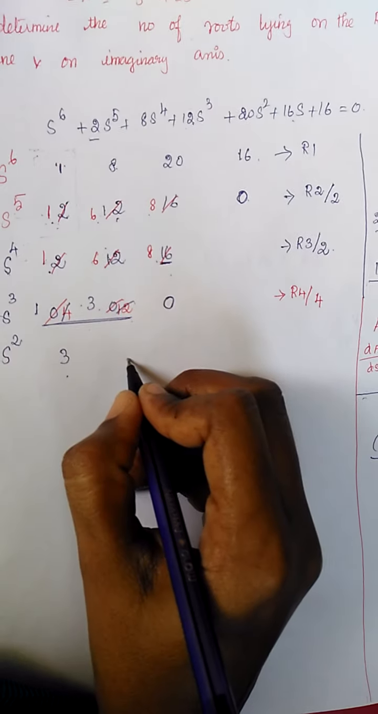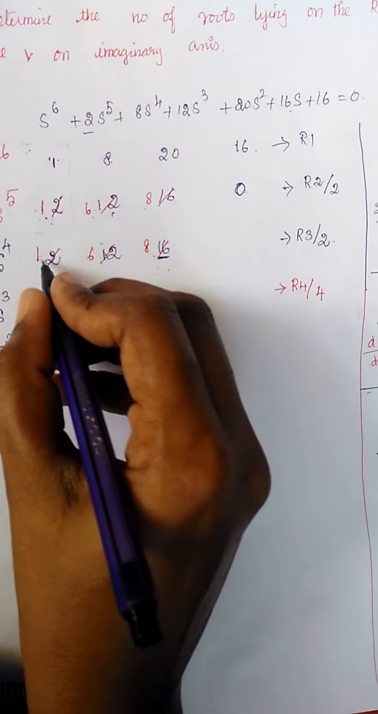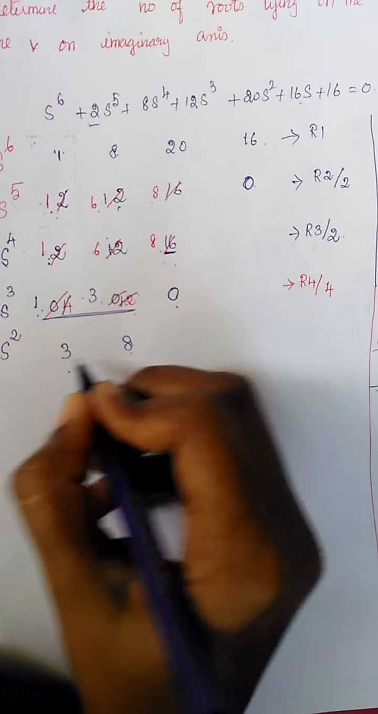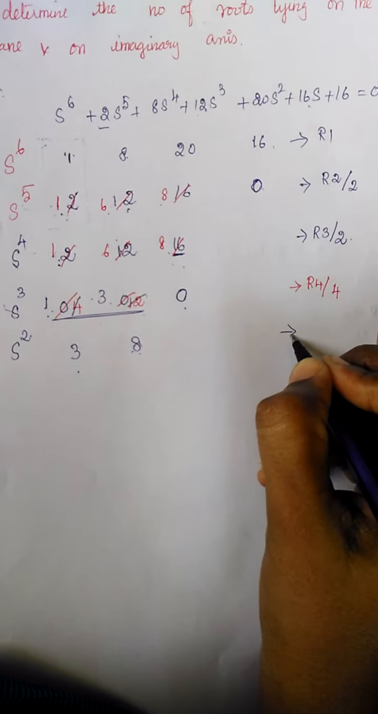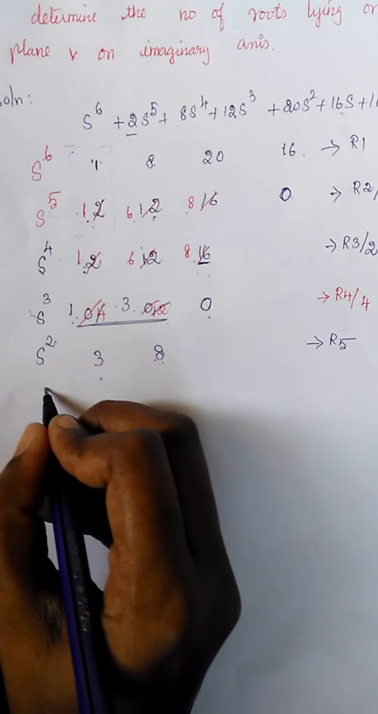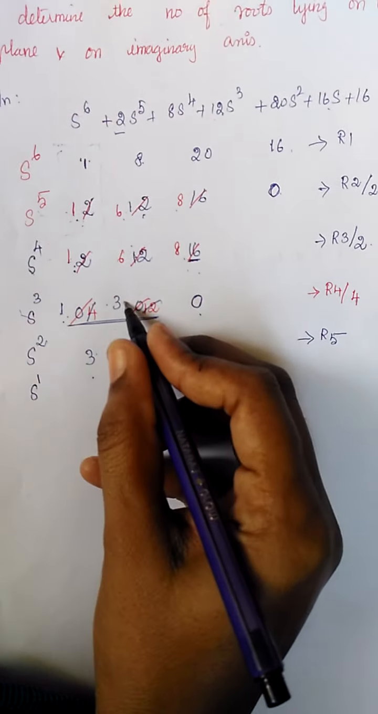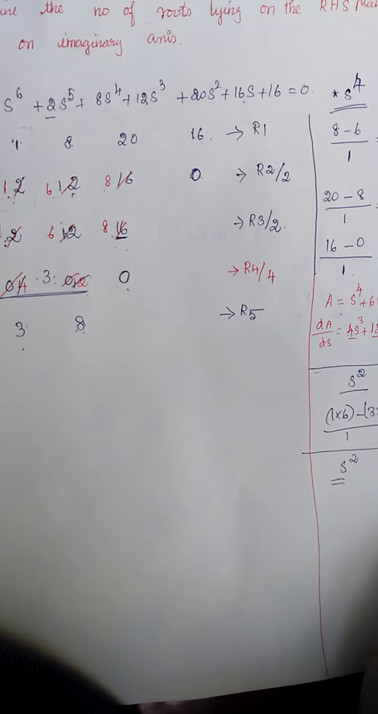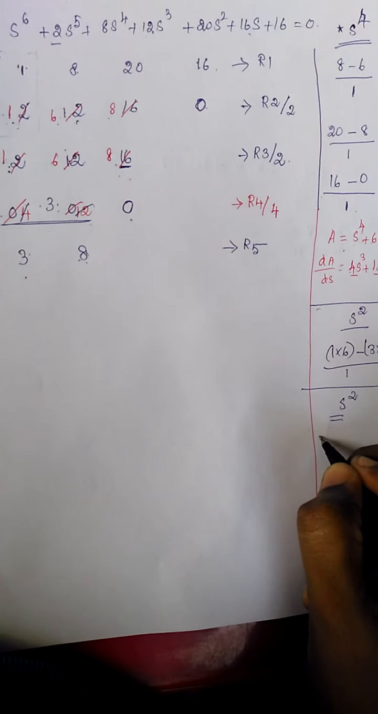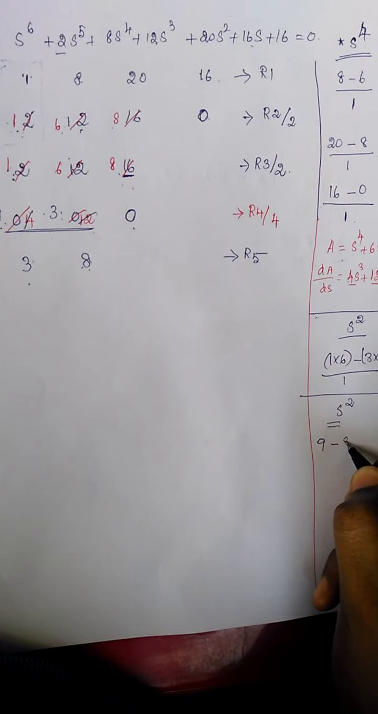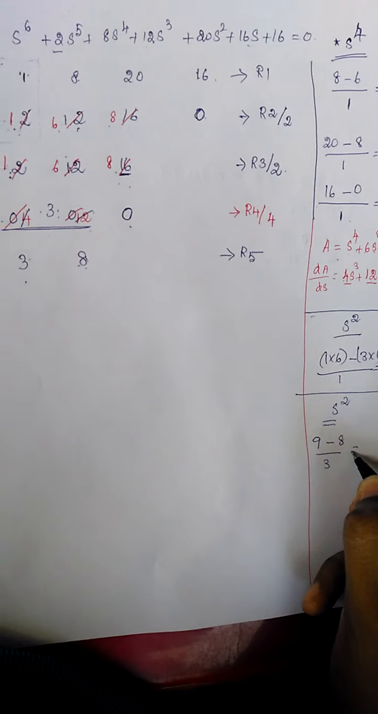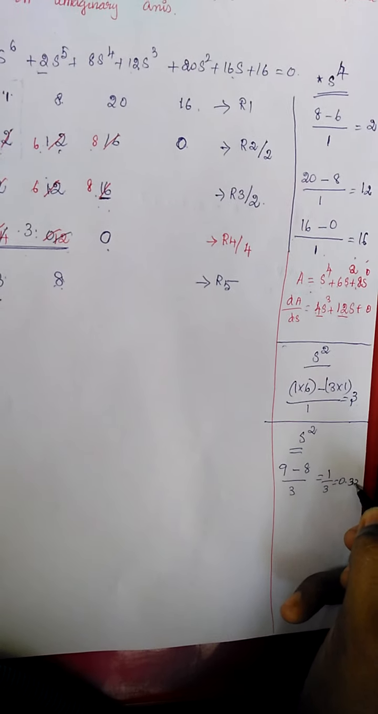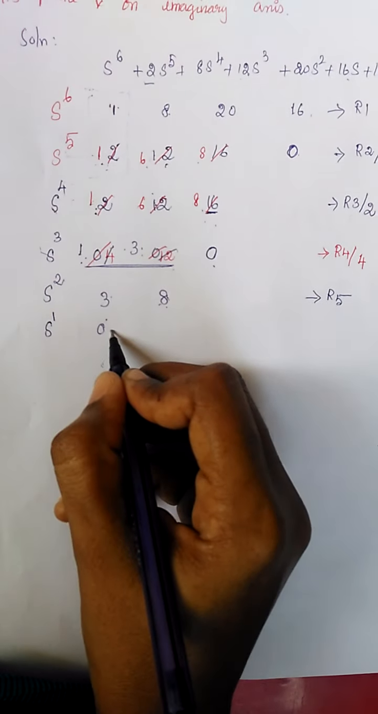Okay, then here 1 into 8 minus 0 into 1, then divide by 1, so the answer is 8. There is no common term in this fifth row. Then you are going to find this s power 1. 3 into 3, 9, minus 8, divide by 3. So what's the value? 1 by 3, which is equal to 0.33. So that's the answer, so you are substituting here 0.33.